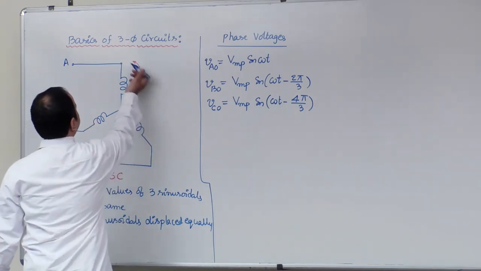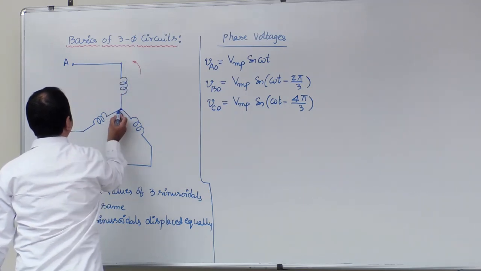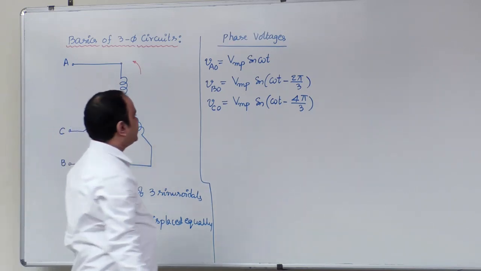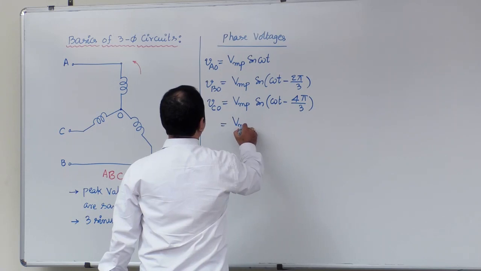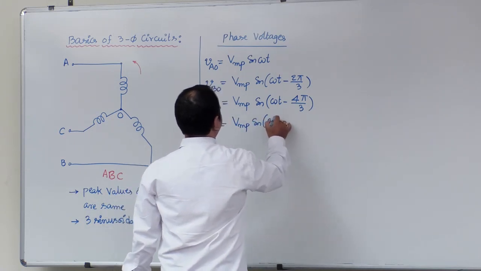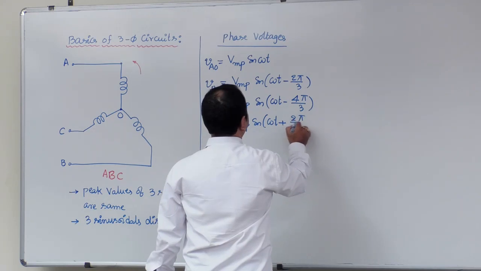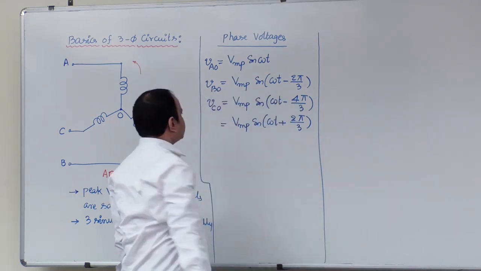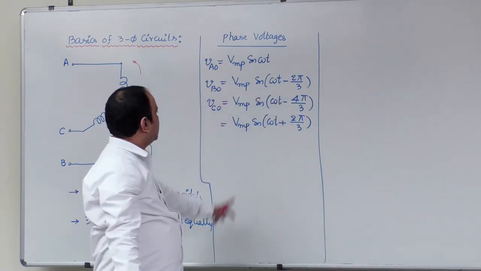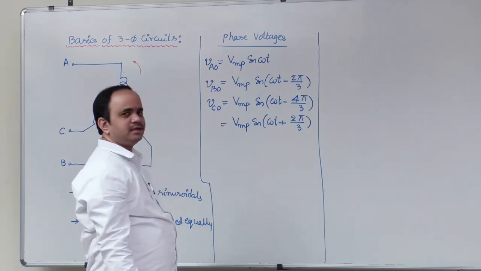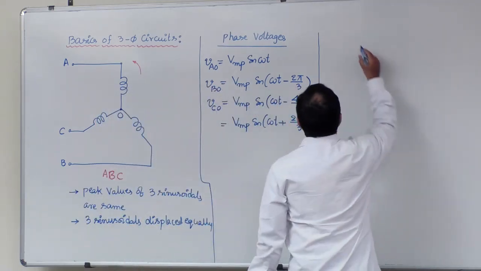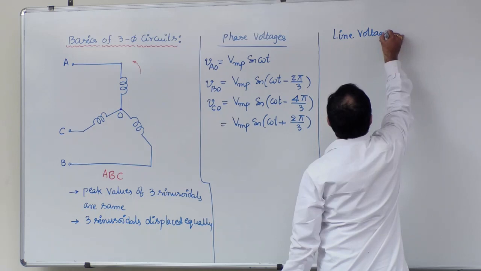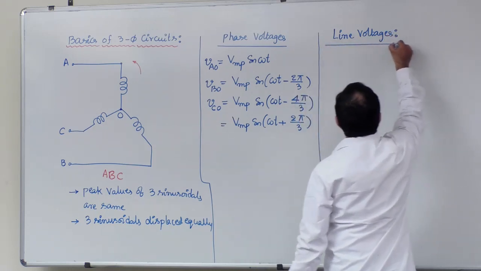In other words, if you see in this direction of rotation, I can also say that the CO phasor leads the AO phasor by 120 degree. Therefore, we can write it like this: VMP sine of omega t plus 2 pi by 3. Okay, so this is the phase voltages representation. Either way, you can represent CO in any one way. The next one is line voltages representation.